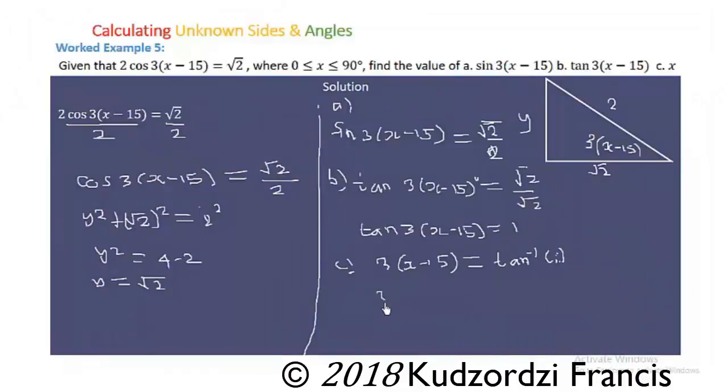So this will give us 3 into x minus 15 is equal to 45 degrees. So we must have, dividing both sides by 3, we get x minus 15 to be equal to 15. Hence, x is equal to 30 degrees.